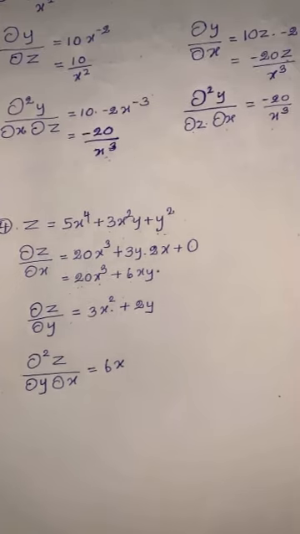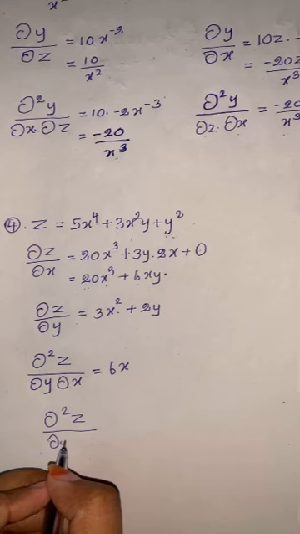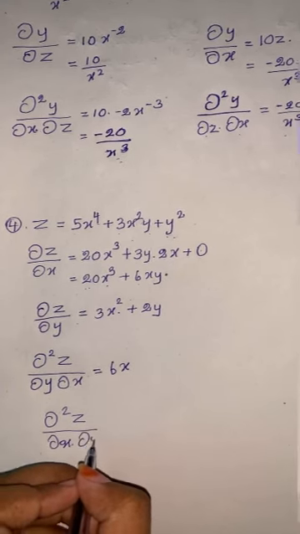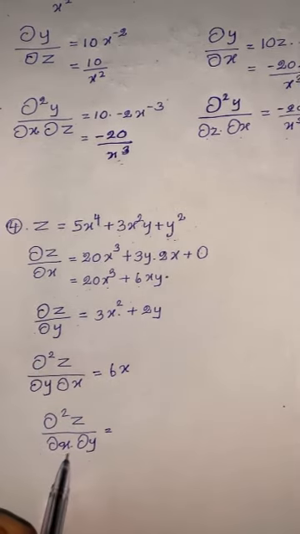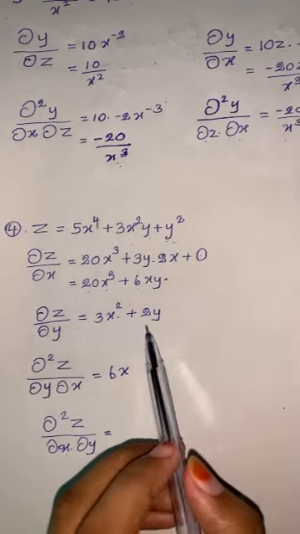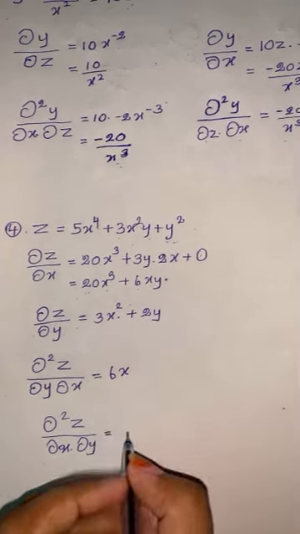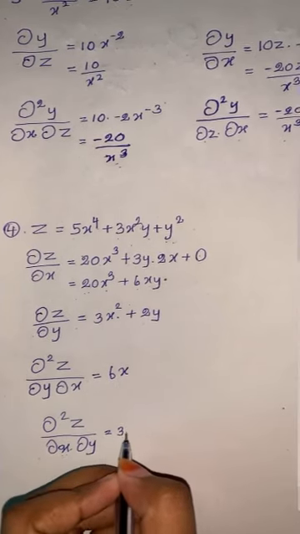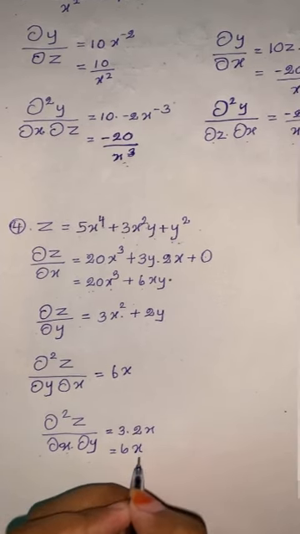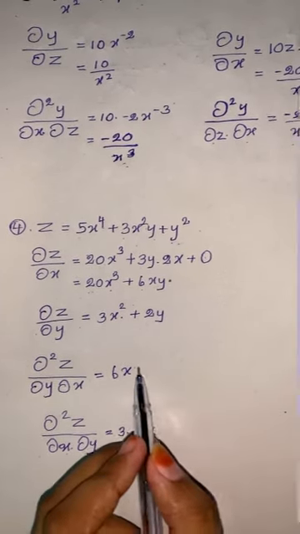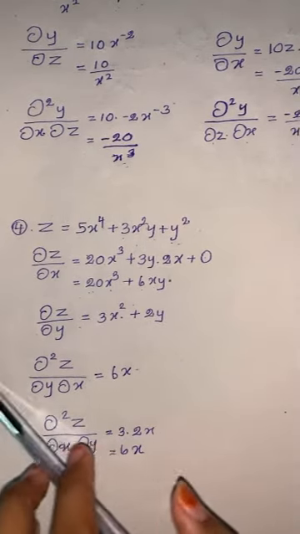So let's do the next one. ∂²z over ∂x ∂y. So we are doing the differentiation of this one with respect to x. So here that y component will be 0. So if we differentiate this, 3 into 2x. So the answer is 6x. See, those answers are the same. So what we have done is absolutely correct.